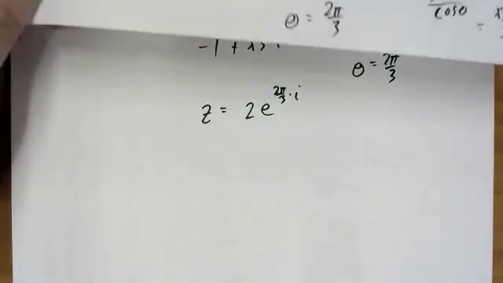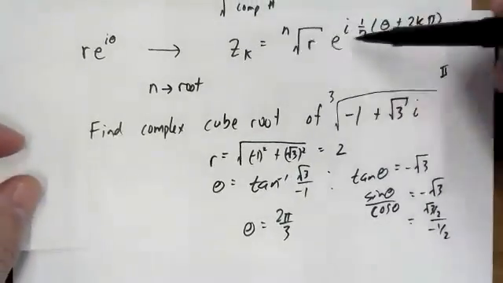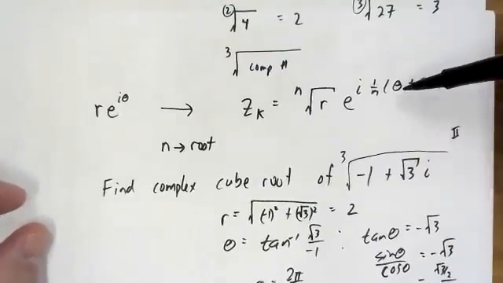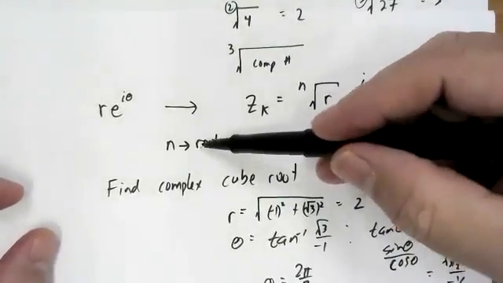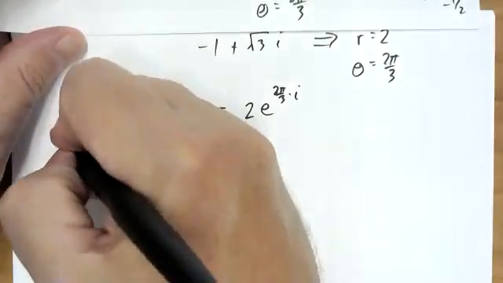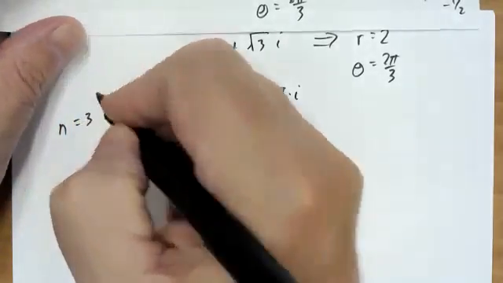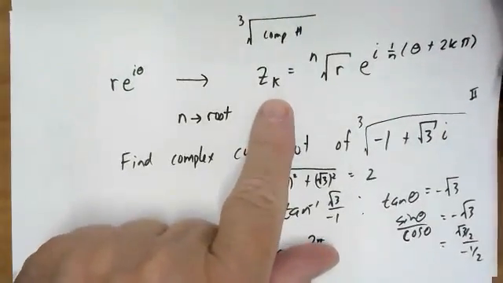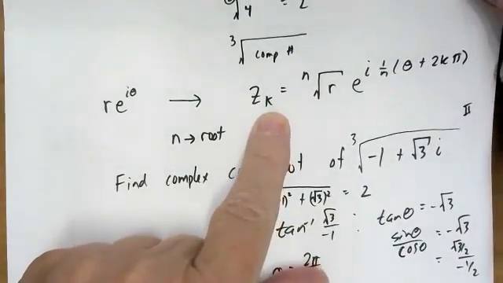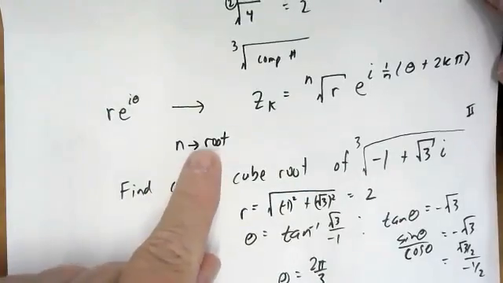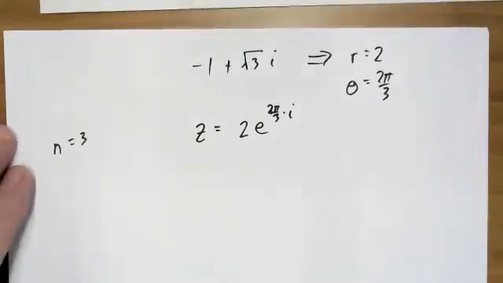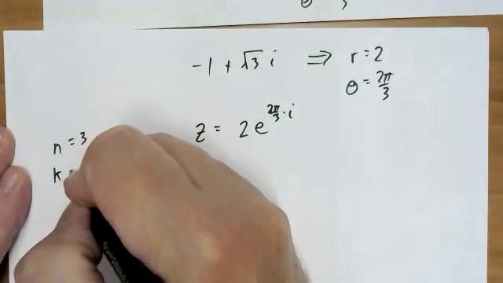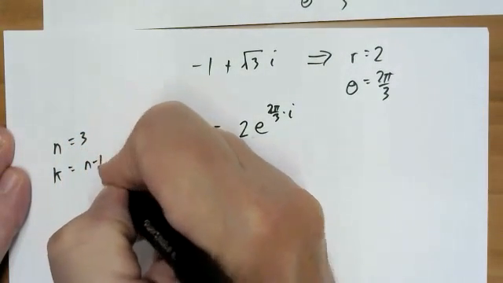Now, how do we apply this form? It gives us roots. Let me explain this now. So n is the root. So for us, n is going to be 3. But the way this works is you've also got this k. k is always 1 less than n. k is always n minus 1.